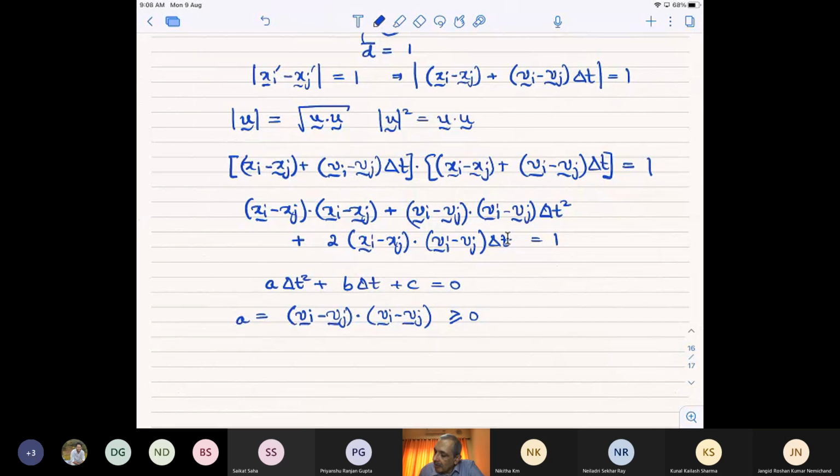Then if you look at c, this is equal to the magnitude of the initial separation between the two particles, xi minus xj, squared, minus 1, because you take 1 to the other side. And we don't know whether this is greater than 0 or not.